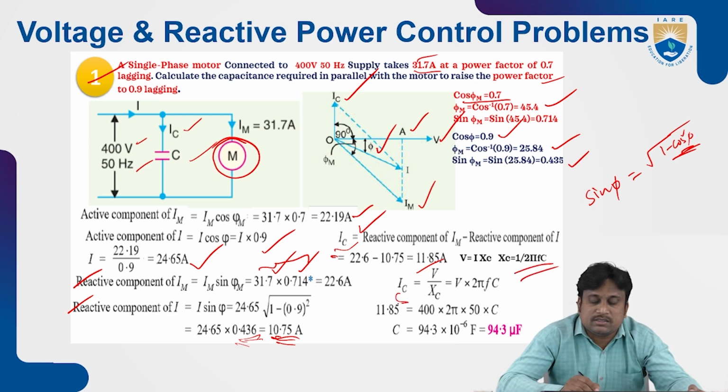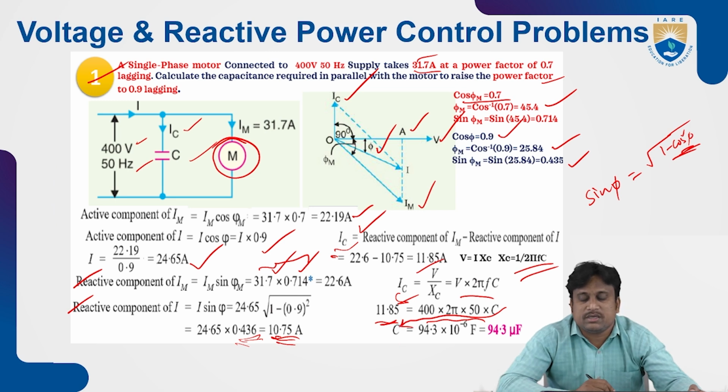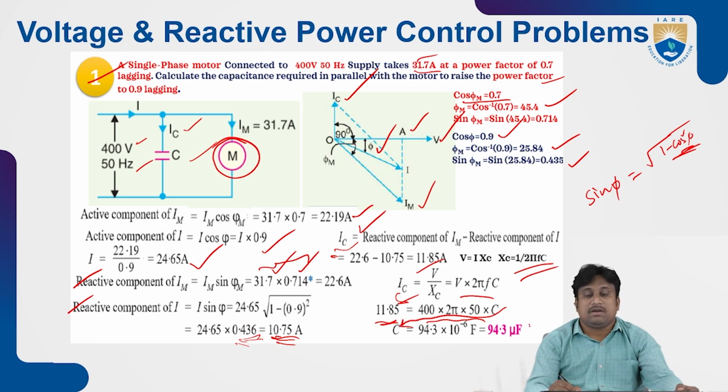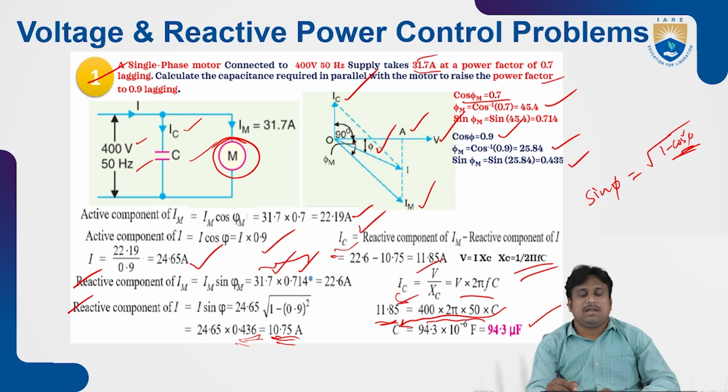As V equals I XC, where XC equals 1 by 2 pi F C, then IC becomes V by XC, so V into 2 pi F C. Here this becomes 11.85 equals 400 into 2 pi into 50 into C. So C is 94.3 into 10 power minus 6 farads. This is the value of the capacitor we are required to connect in parallel with the motor to raise the power factor to 0.9 lagging.